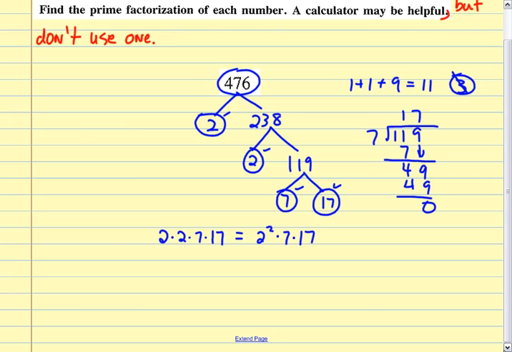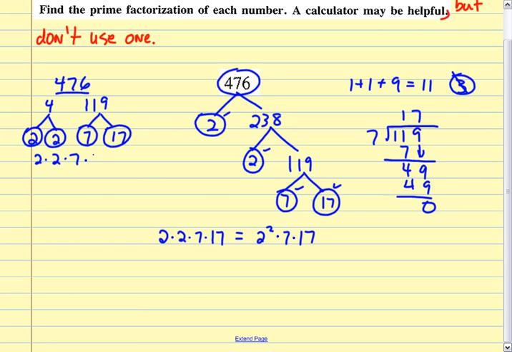All right? But I want to do 476 over here again, just to show you. I could have picked 4, and 4 goes into that 119 times. And then 4 breaks down into 2 times 2. And then 119 breaks down into 7 times 17. I could have broken it down that way. Okay? And I still get the same thing. 2 times 2 times 7 times 17.